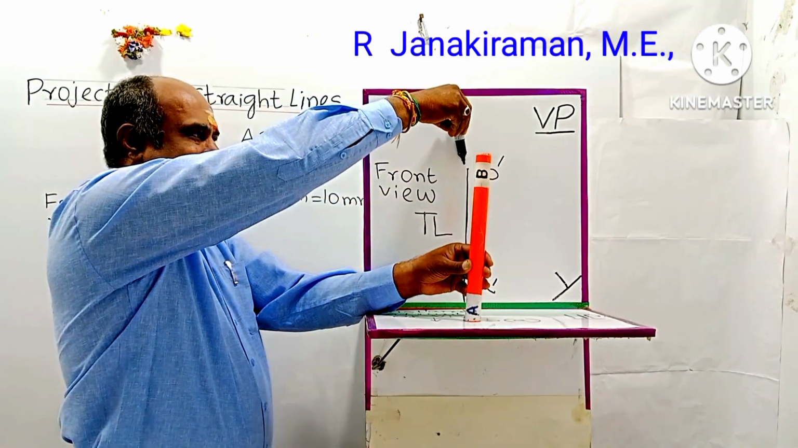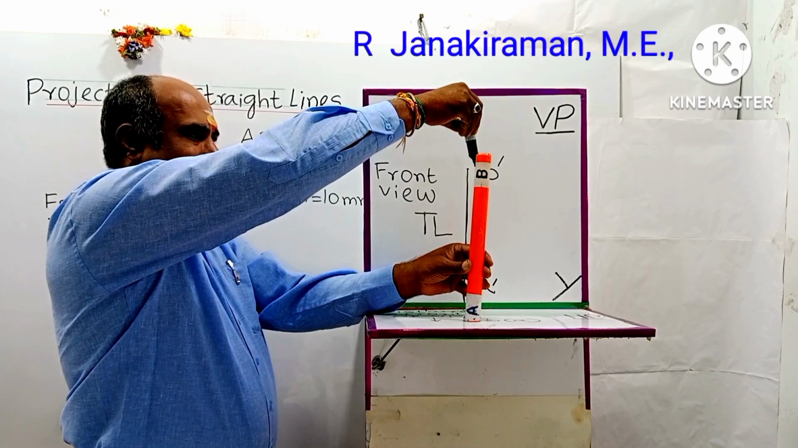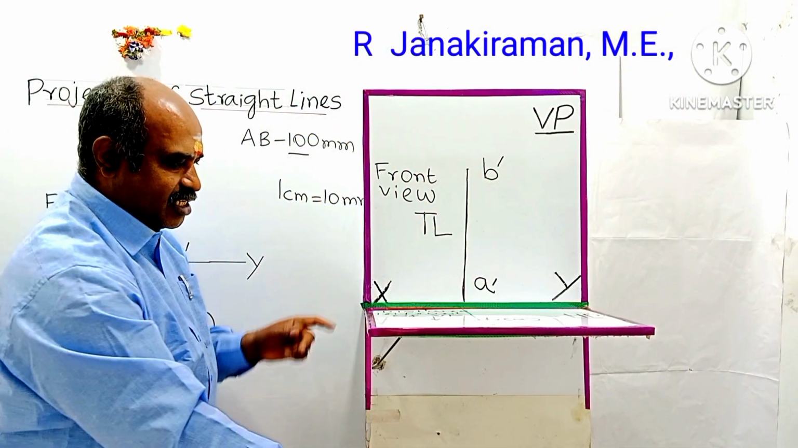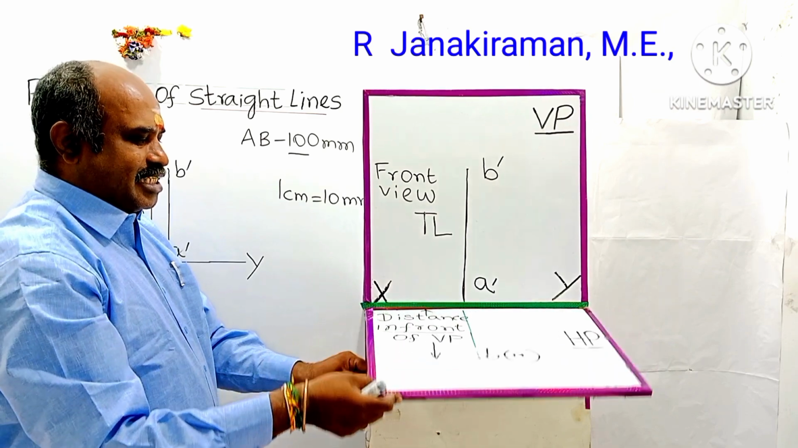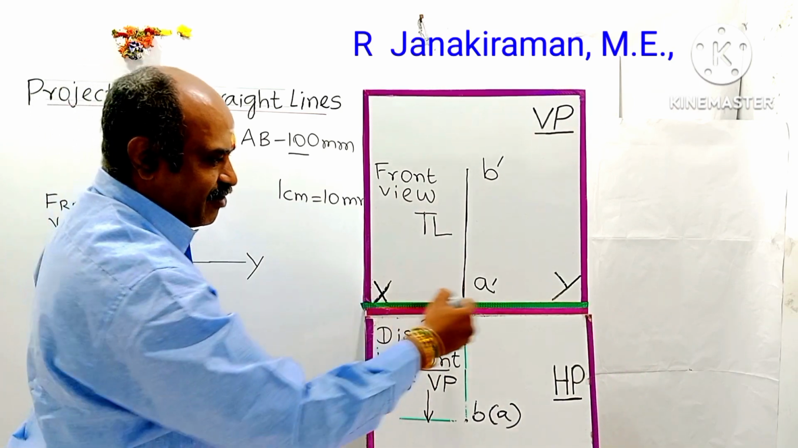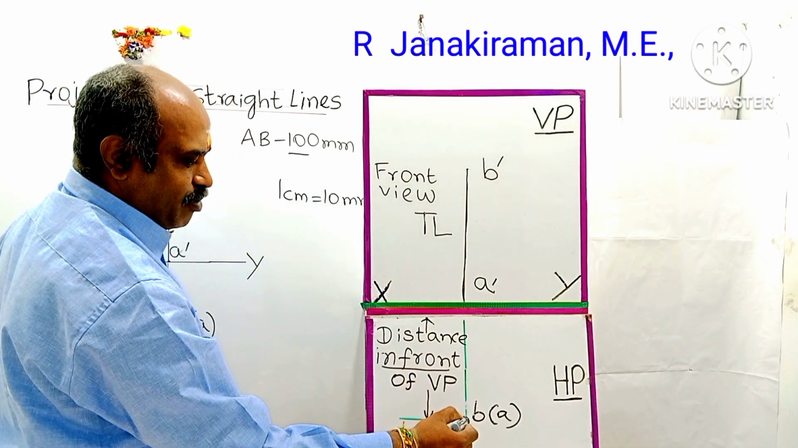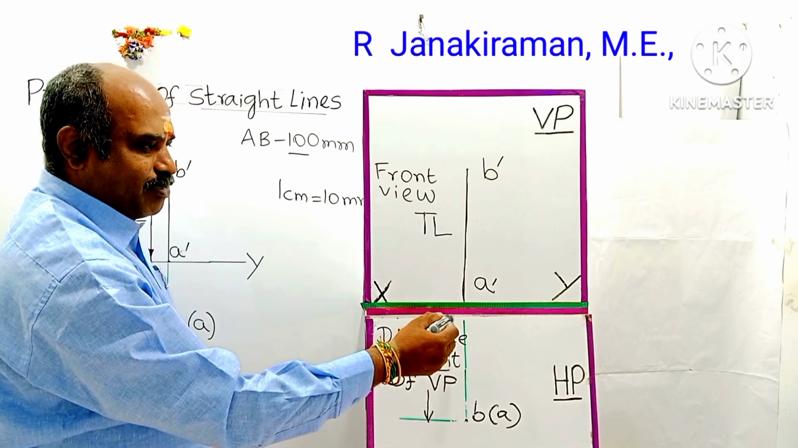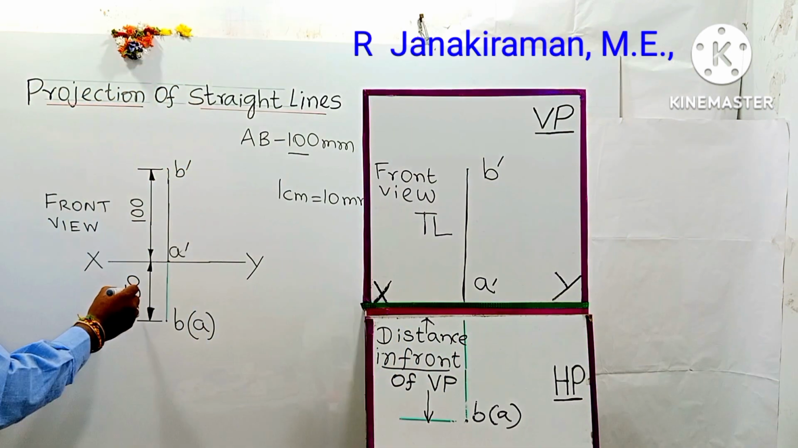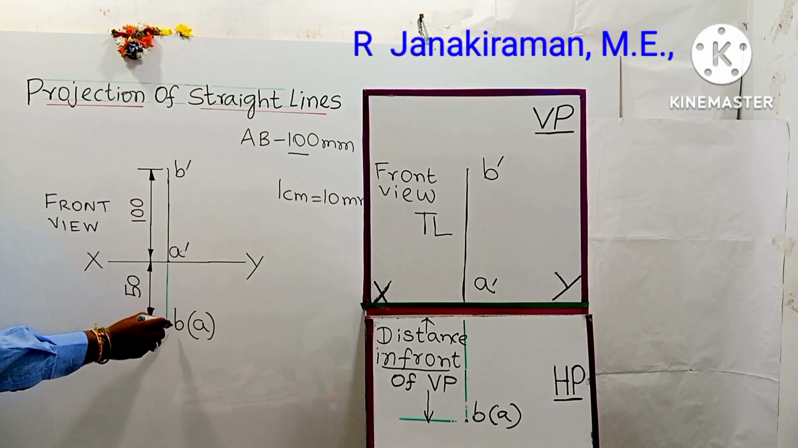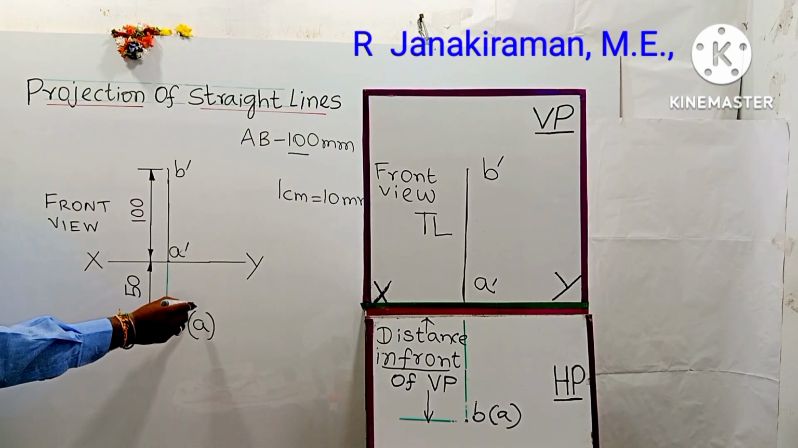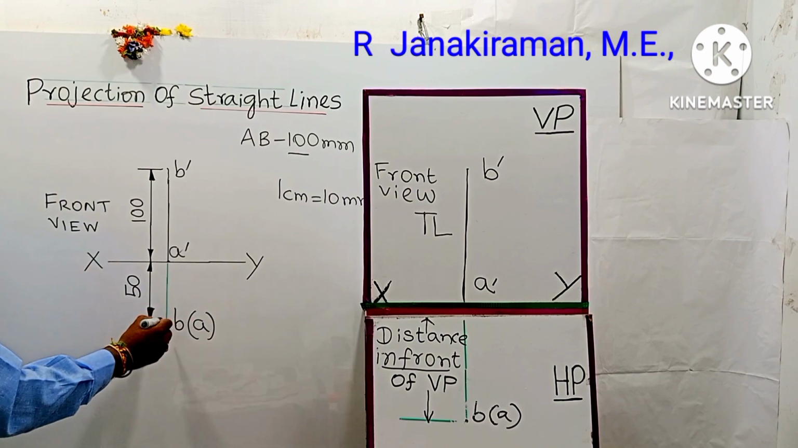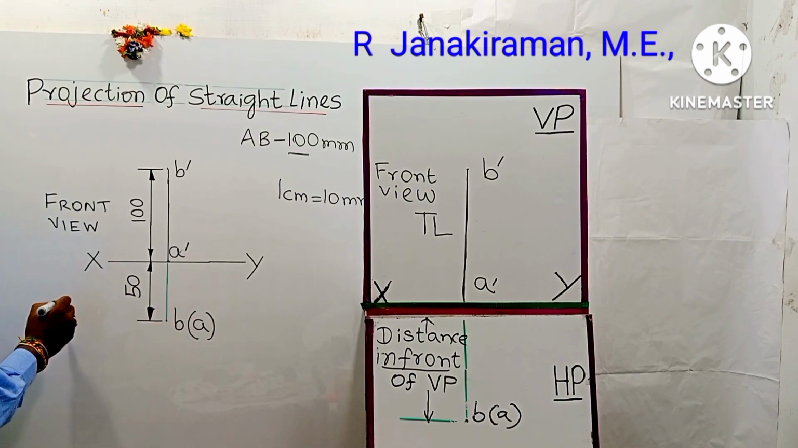And this is the distance called in front of VP. After projecting, the HP, the horizontal plane, is rotated clockwise 90 degrees. So the distance in front of VP comes below the reference line, the XY line. This point is B, and the distance called the distance in front of VP comes below the XY line. That distance is 50 mm. And at point B, the merged point with B will be A. That you have to put in bracket. So this view, a single point, is called the top view.